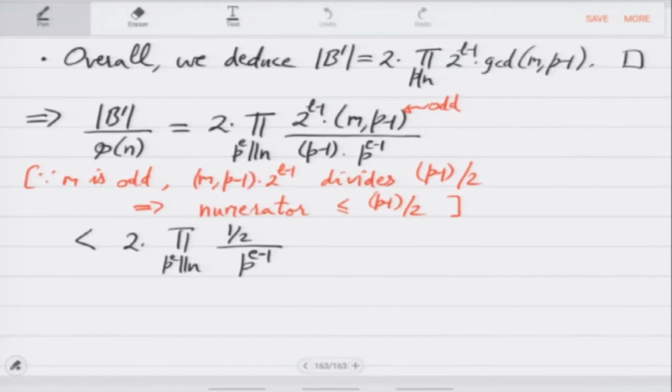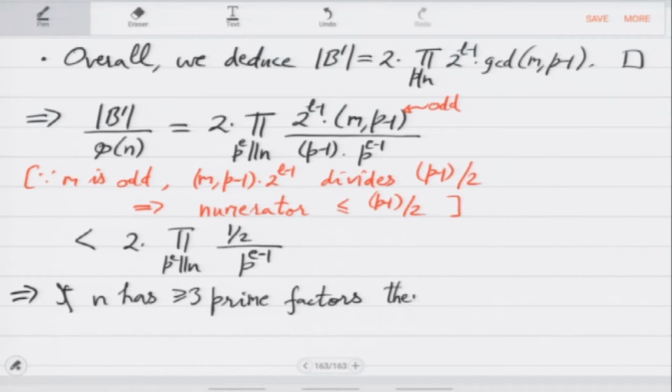So clearly, if n has 3 prime factors or more, then the above is less than 2 times 1 over 8, which is 1 over 4. Because half will be the contribution from every prime p. So you will get 1 by 4, so the proof will be over.